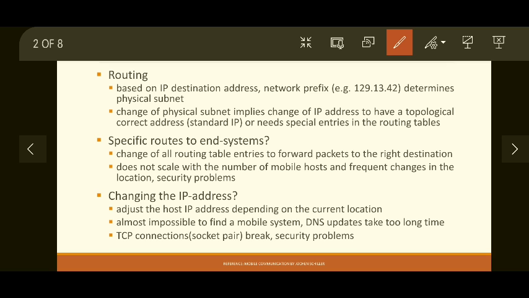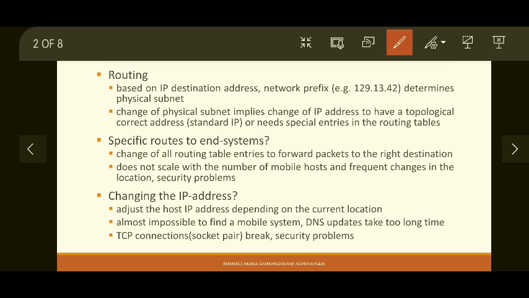Okay, but that can be a quick solution for this routing problem in the mobile systems. Then what is the other quick solution? It is quite obvious, whenever we change the network, our IP address has to be changed. So changing the IP address will solve our problems. So in mobile communication system, adjusting the host IP address depending on current location will be a quick solution. That is, from one subnet, if you are moving to the other subnet, change the IP address.